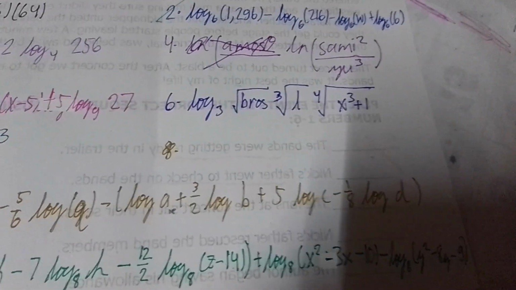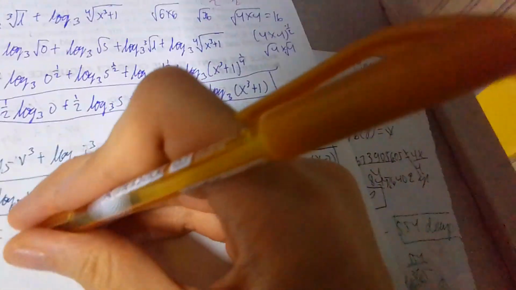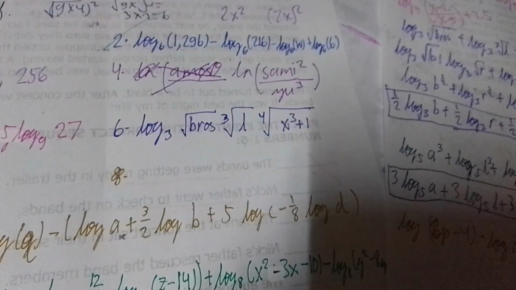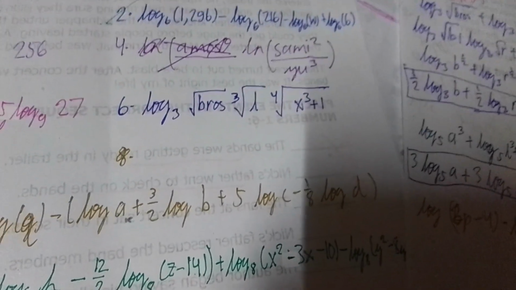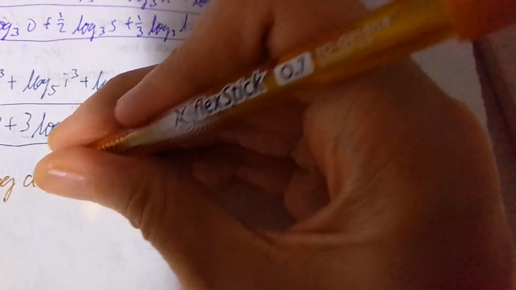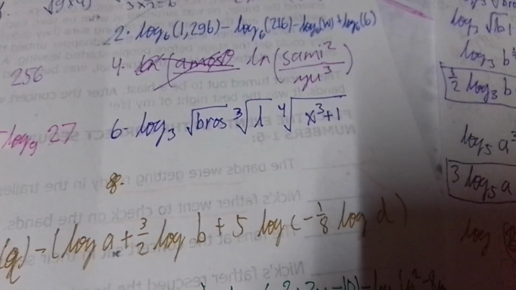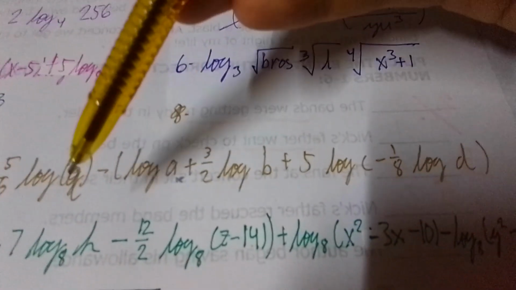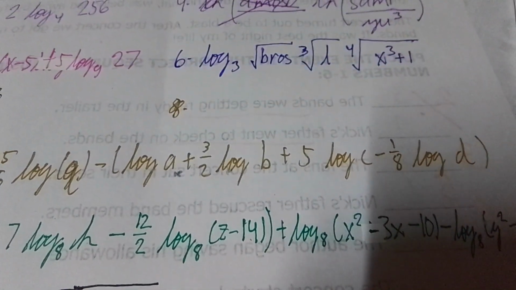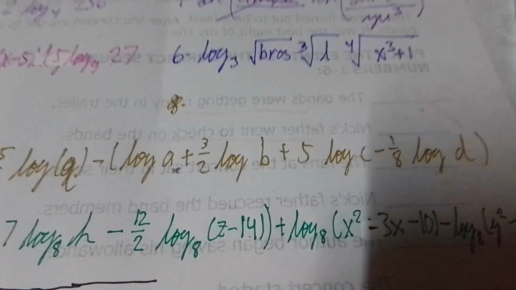So we need to distribute the negative. Negative times positive becomes negative. So therefore, it becomes negative log of a. And then negative times positive becomes negative. So that becomes negative 3/2 log of b. And then that becomes negative because negative times another positive. So it's minus 5 times the log of c, minus 5 log c. And then negative times negative yields positive. So it's plus 1/8 log of d. Okay?